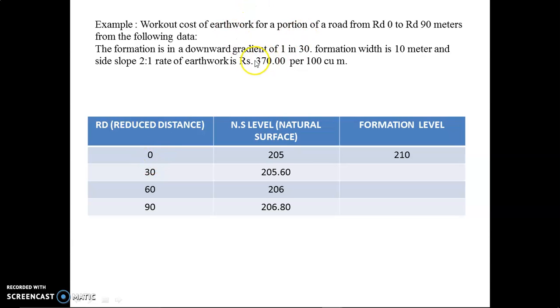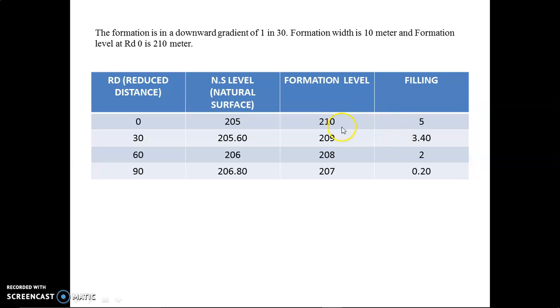But we have been given a downward gradient of 1 in 30. So for finding the formation level we have to reduce 1 in formation level every 30 meter. Here if we have 210, we deduct 1 at 30 meter. Again after 30 meter, that is at 60 meter, we decrease 1, so 208. At 90 meter we reduce 1 again, 207. So this is the surface level and this is the formation level.